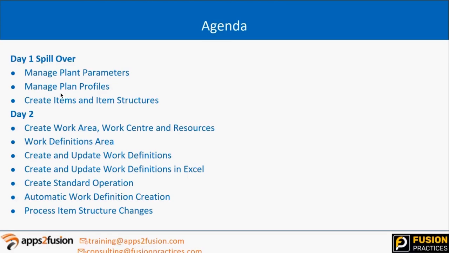But before we get into this, we will briefly touch upon the plant, since you've all created your plants. We will set up the plant parameters and the plant profile options, and also one more thing, the descriptive flex fields. I'll show you these 3 pages, and then we will see how to create items and item structures. Once our item and item structures are created, we will use them when we create our work definitions.